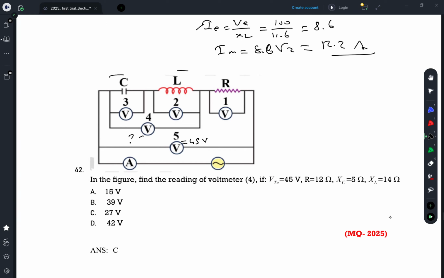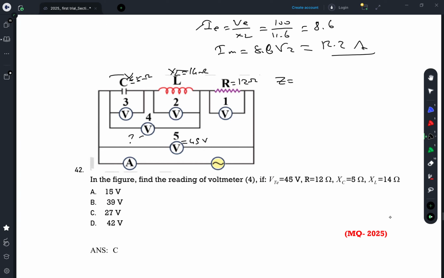Resistance is 12 ohm. XC is 5 ohm. XL is 14 ohm. So first you should get the electric current. After that, you need to calculate the reading. Without the electric current, you cannot solve this. I mean that to get the electric current, you should first calculate the Z of the circuit.